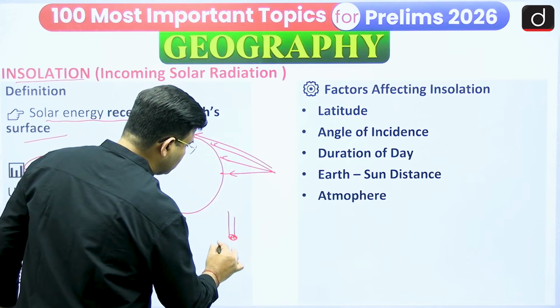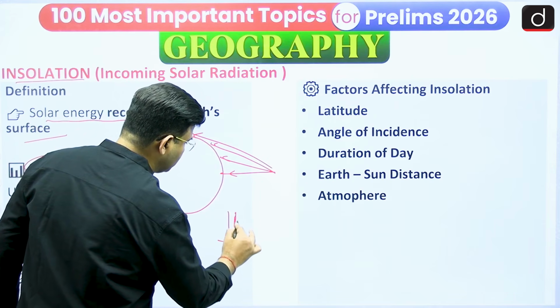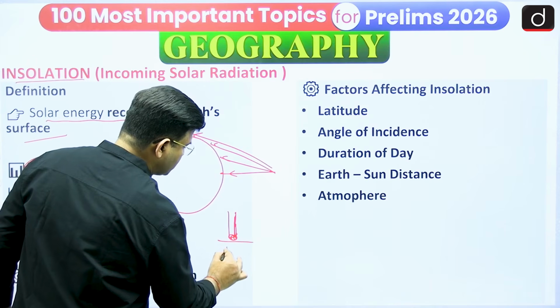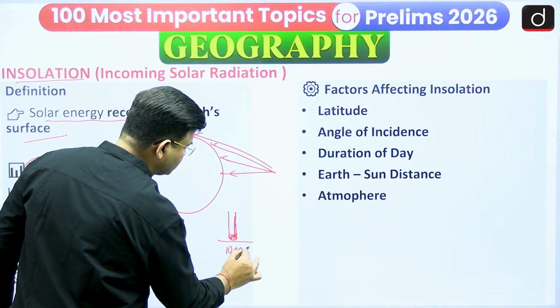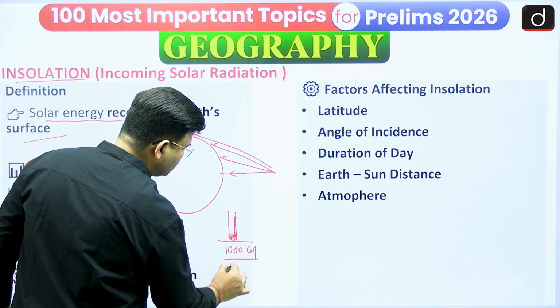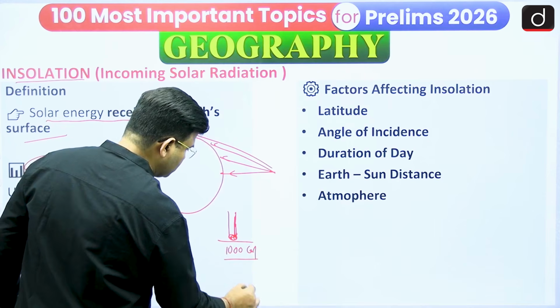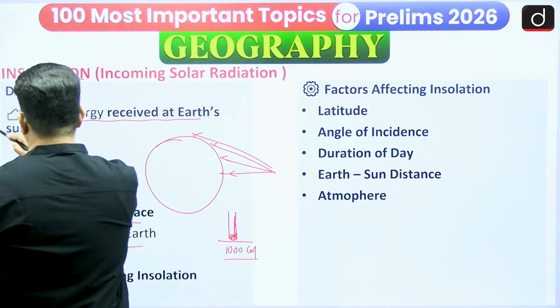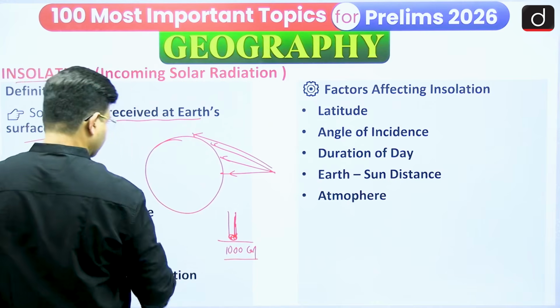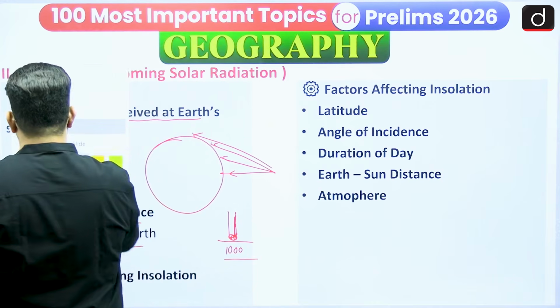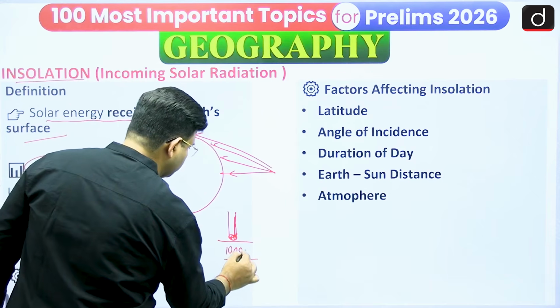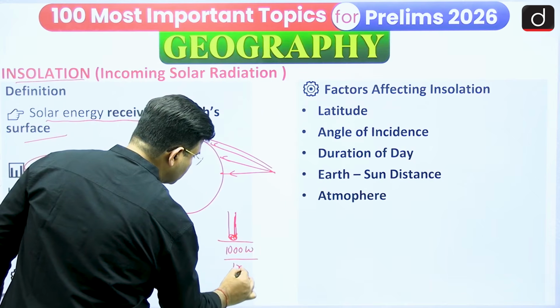Suppose in this smaller area the heat is coming in vertical form. Suppose 1000 watt of heat is coming in on 1 meter square.